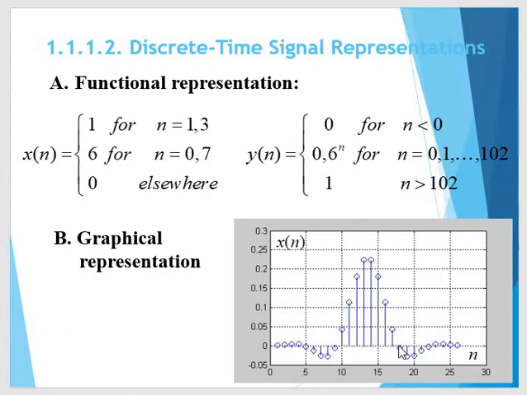This is a graphical representation of a signal where this is your n axis and this is your x(n) axis. That is, on the x axis we have n, and on the y axis we have x(n). You can look at this, we can see the signal varying in this manner.